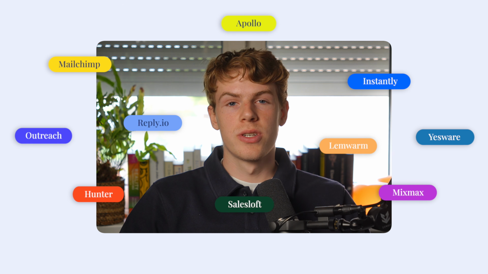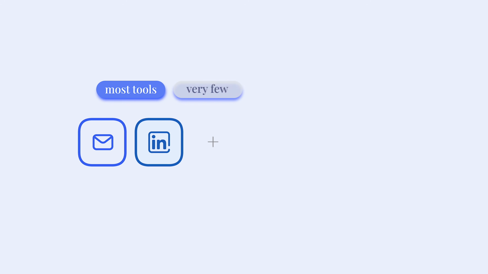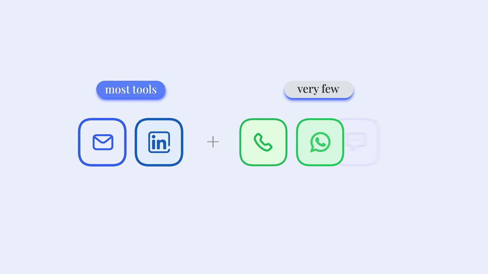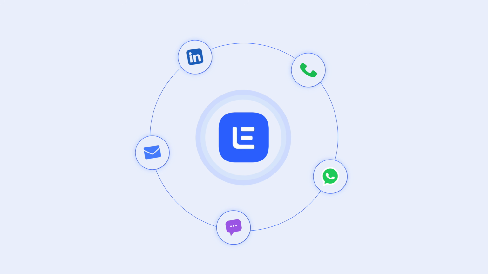There are plenty of outreach tools that handle email. A few combine email with LinkedIn, but very few add calling, WhatsApp and SMS on top of that. Lemlist is the most complete outreach platform that I have found, and in this tutorial I'll show you exactly how to set it up step by step.